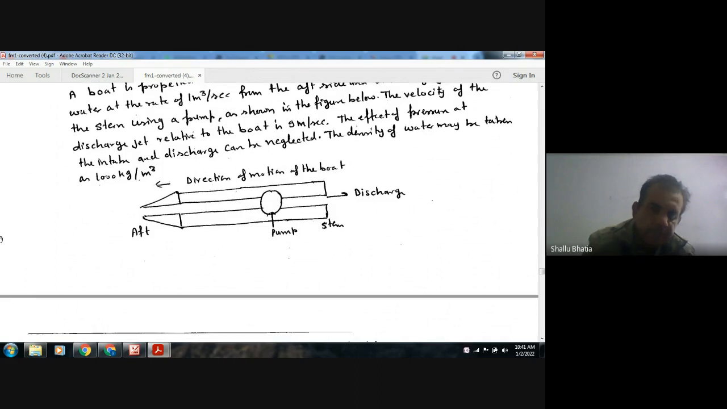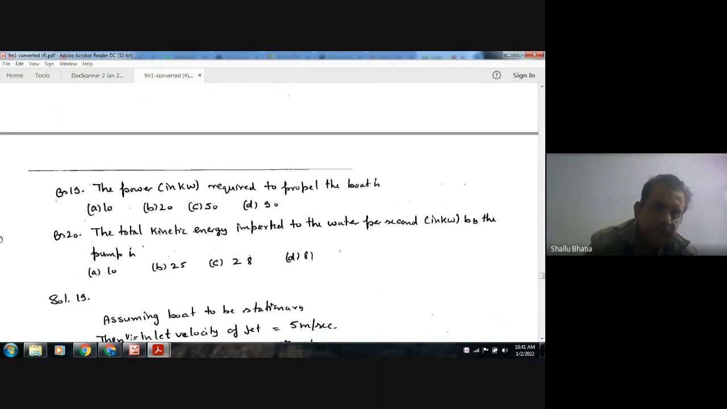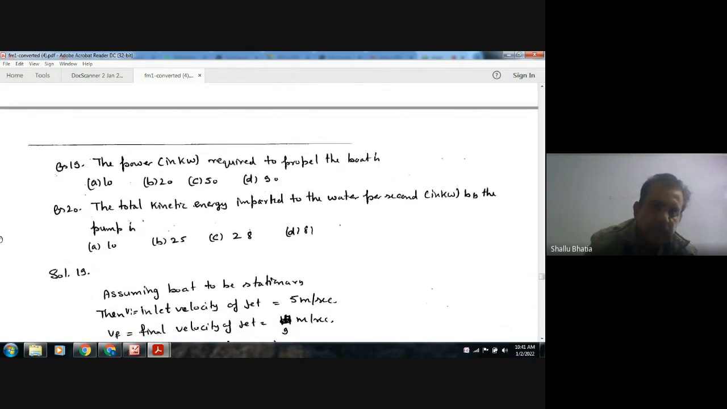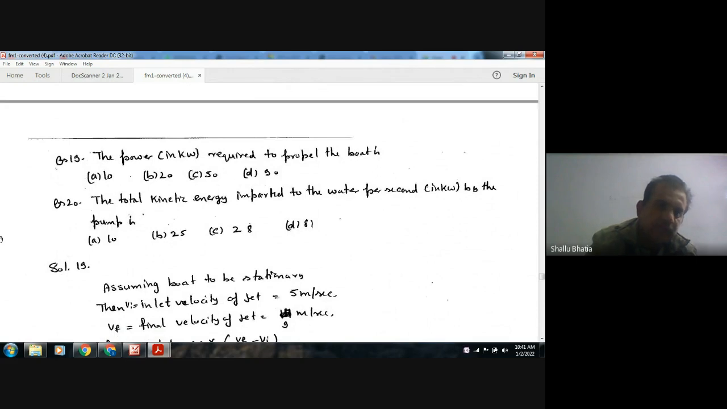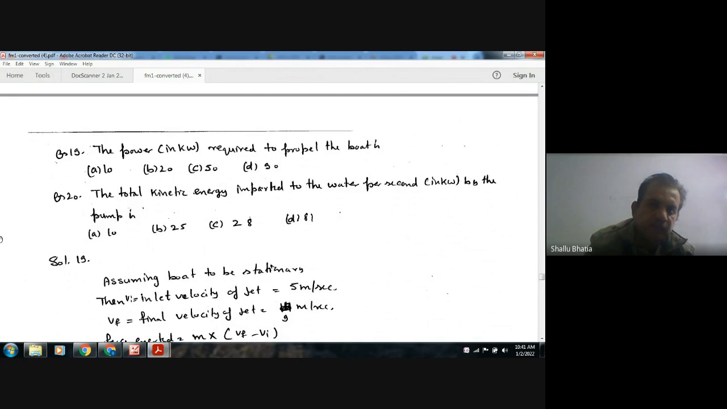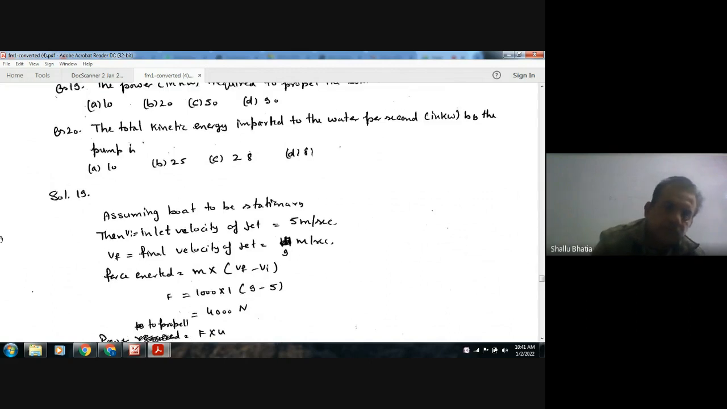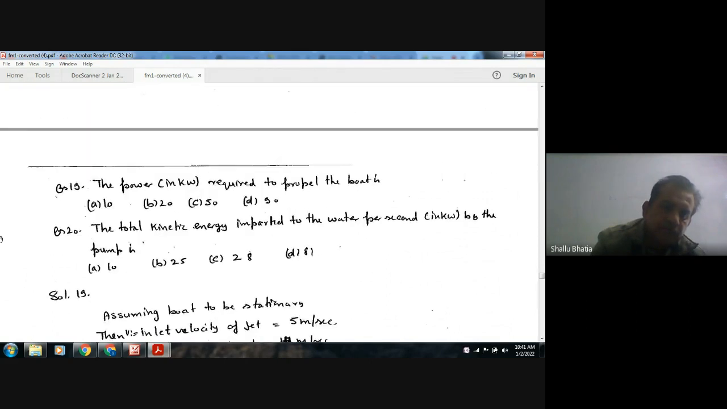Okay. Now you have to calculate the power in kilowatt required to propel the boat. Option A 10, B 20, C 50, D 90. And the total kinetic energy imparted to the water per second by the pump. Okay. So let us assume the boat is stationary.